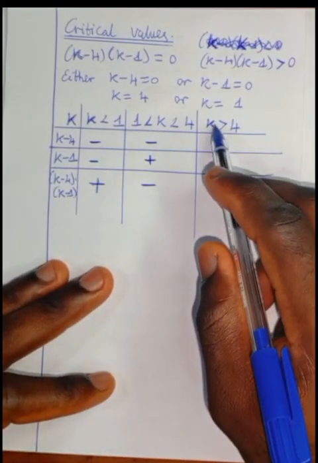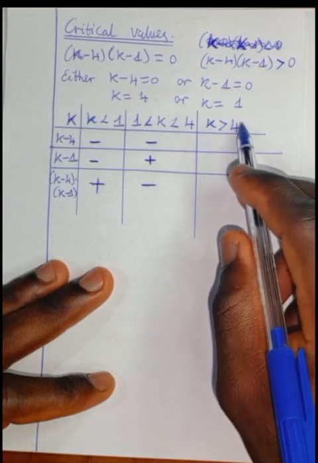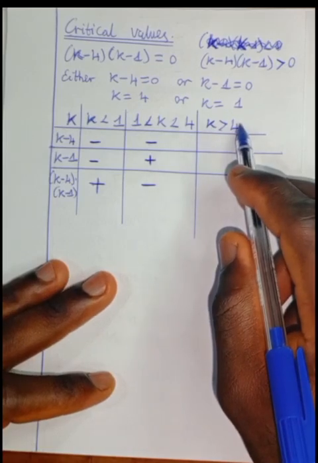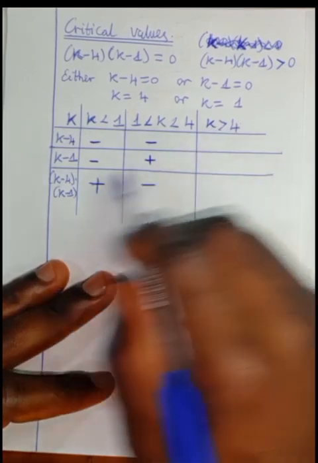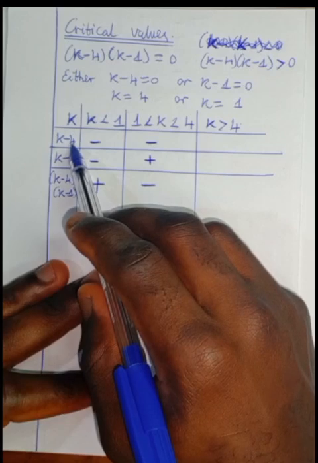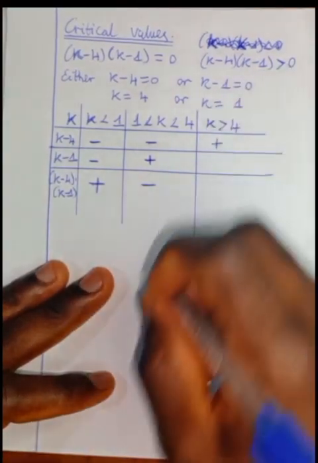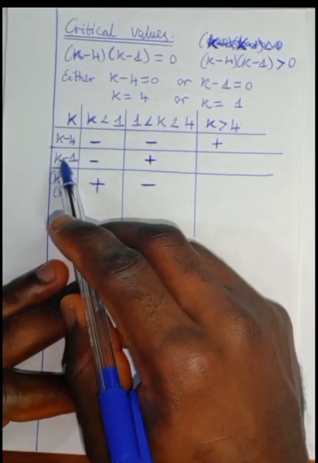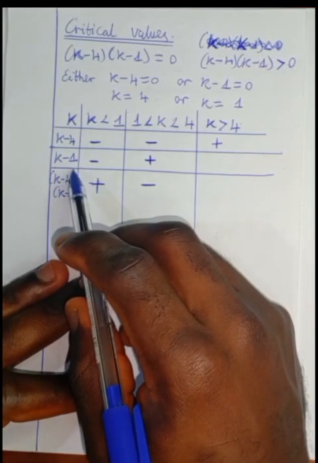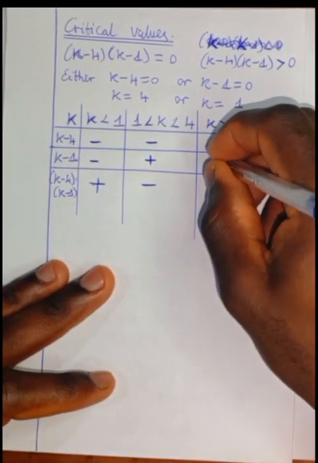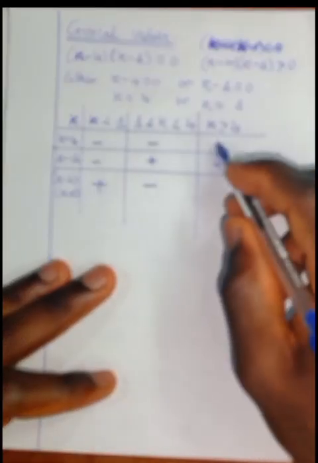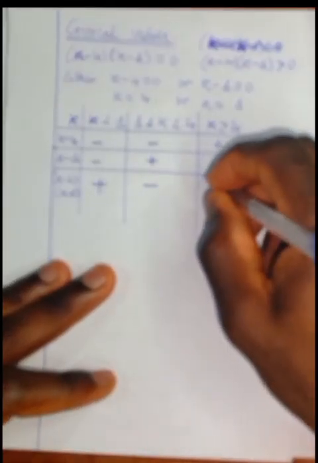Next, we have to check values of k greater than 4. If we take, for example, 5, 5 is greater than 4. 5 minus 4 gives us positive 1, so this will be positive. Still using 5, 5 minus 1 gives us 4, which is positive. If we take the product, positive times positive remains positive.